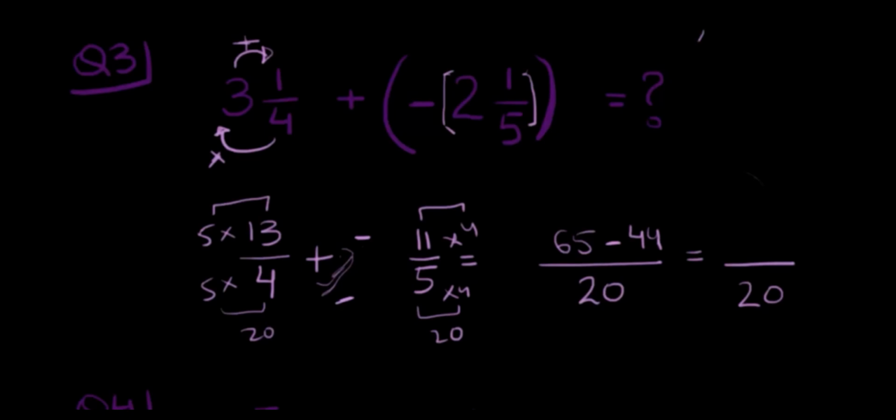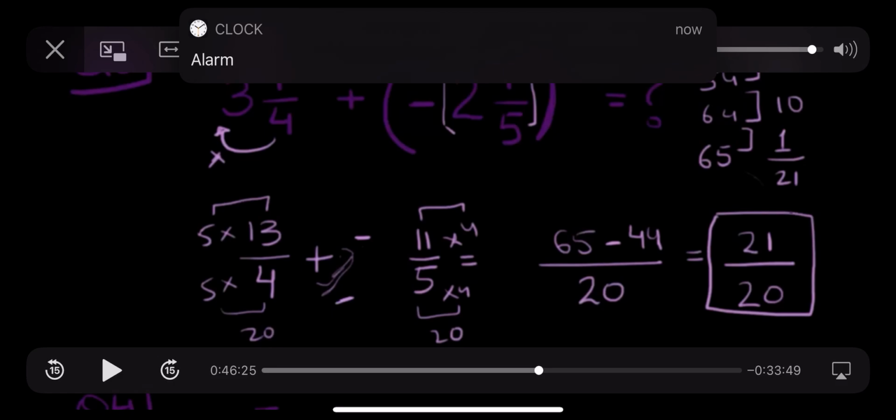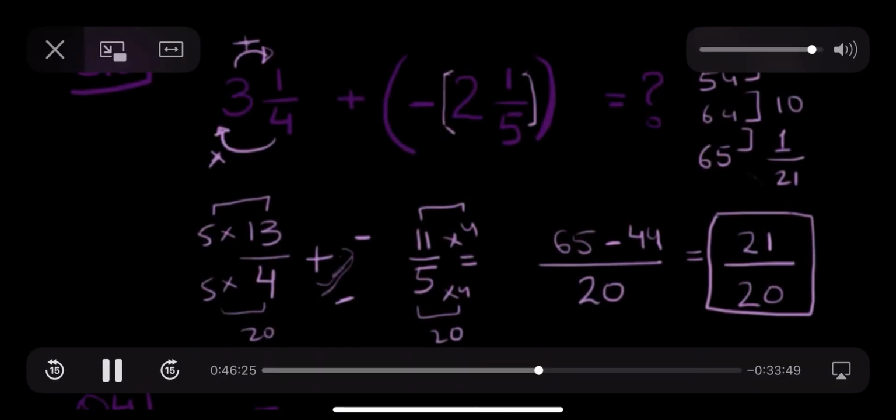I have a 20, 64, take away 44. Normally what I like to do is start from the 44 and aim to go all the way to 64 in my mind. So 44 to 54, that's a 10, 54 to 64, that's also a 10, and 64 to 65 is a 1. So I have a total of 21. Again, you're doing this in your mind, sort of. So 21 over 20. Answer. Next question.